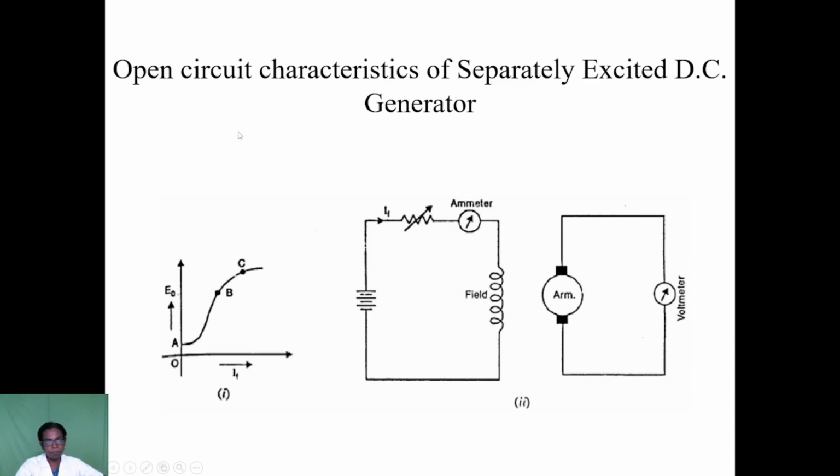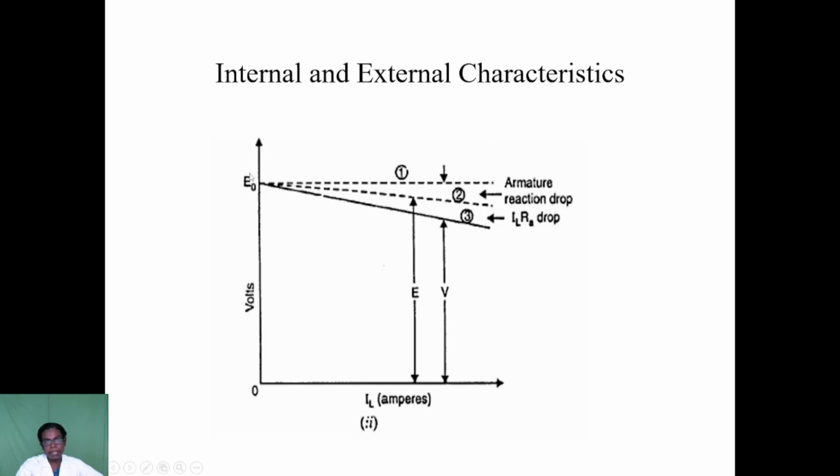Next, open circuit characteristics. This means a separately excited generator in open circuit, with no load connected across the output. There is an open circuit graph. And then internal and external characteristics.